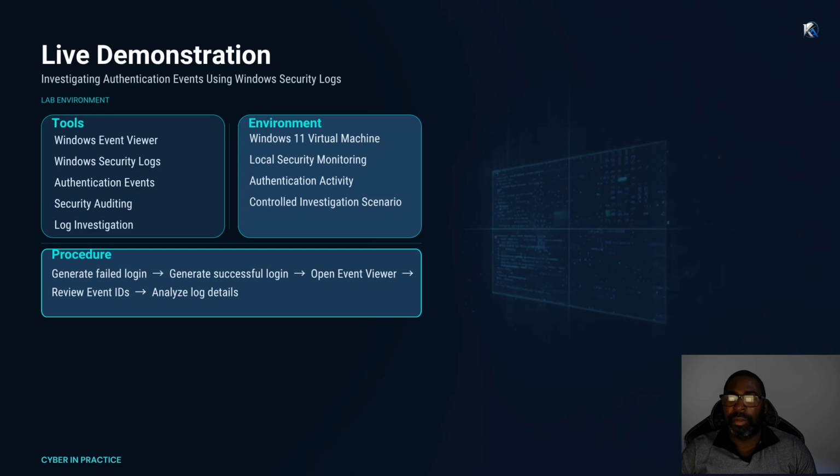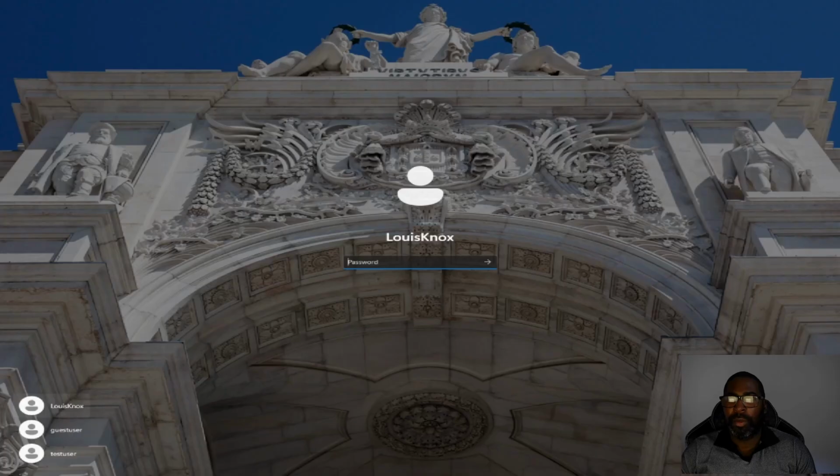We'll be working within a Windows 11 virtual machine using Windows Event Viewer and security logs. Our objective is to generate authentication activities, locate the corresponding events, and analyze the evidence recorded by the operating system. Let's move into the demonstration. We're now in a Windows 11 lab environment. The system is configured to record authentication activity within the Windows security log. This gives us an opportunity to generate events and then investigate exactly what information is captured during the authentication process.